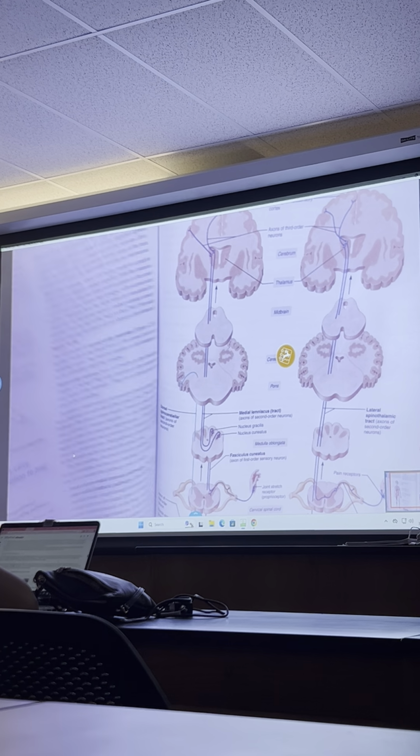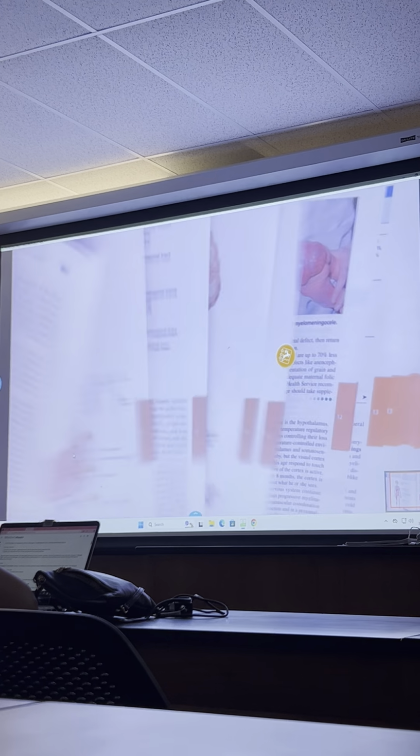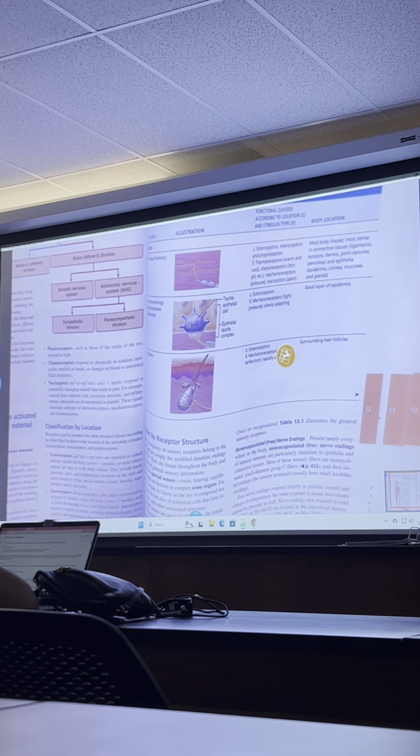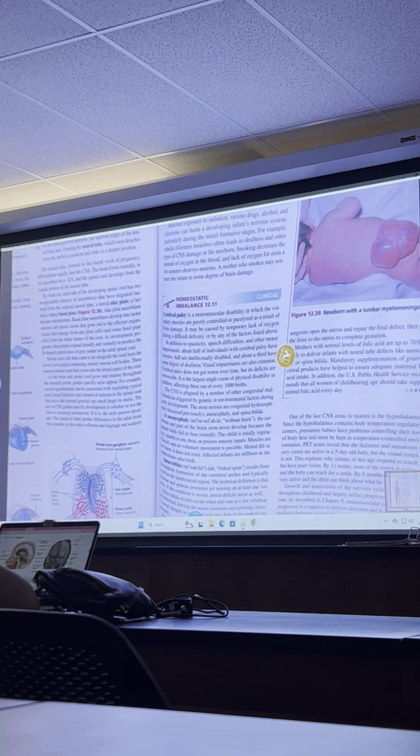Let's see where it's at. Might be after this. Look at this. Yeah, let's go after that. There we go. This is page 482 briefly.